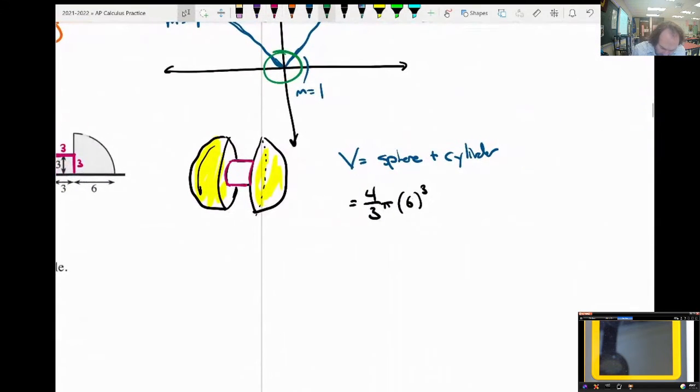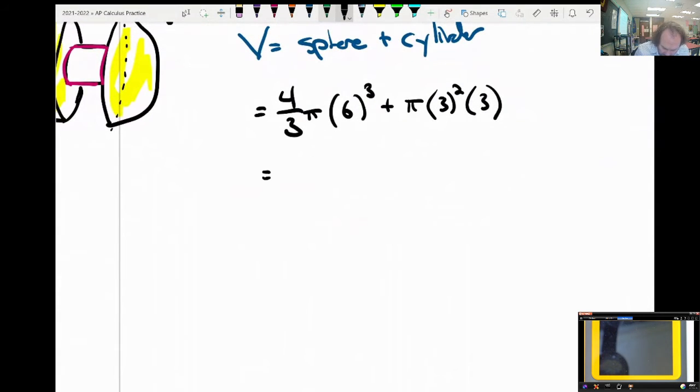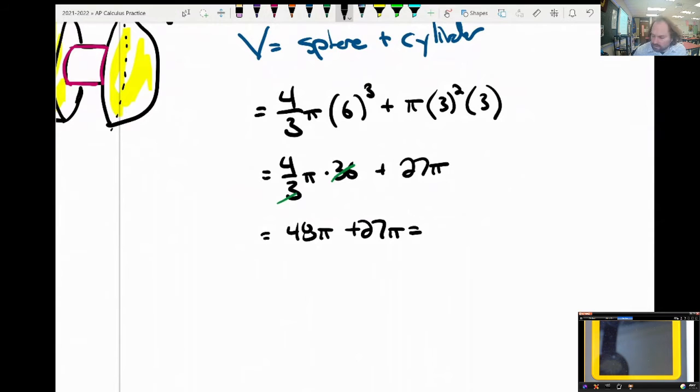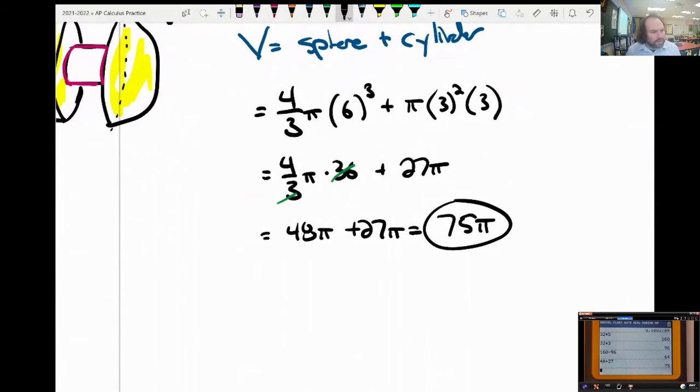So the cylinder formula, which is the area of the base times the height, pi times the radius squared times the height, which in this case is both 3. So I suppose we could simplify this as much as we can. 4/3 pi times 36 plus, that's going to be 27 pi right there. And nicely enough, 36 divided by 3 is 12, and 12 times 4 is 48. So we have 48 pi plus 27 pi, and that's just going to be a total of 48 plus 27. 75 pi, I believe, is the final volume for that shape right there.